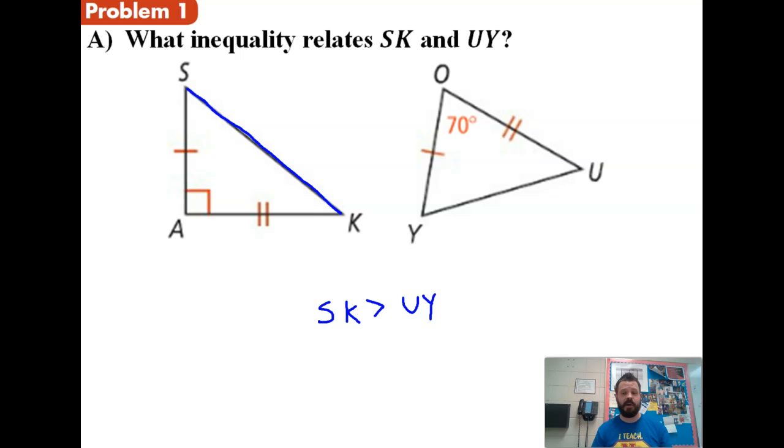Part B is the same idea. I want you to take a minute, pause the video, work through that one, and then hit play to check your answer.